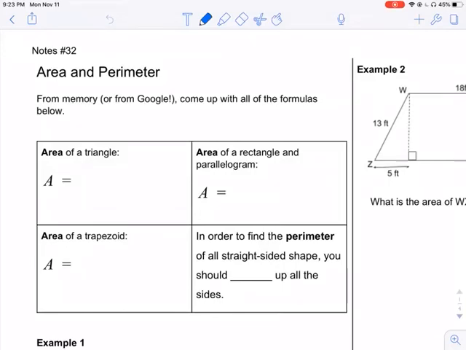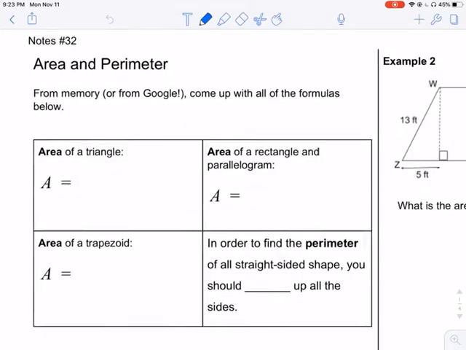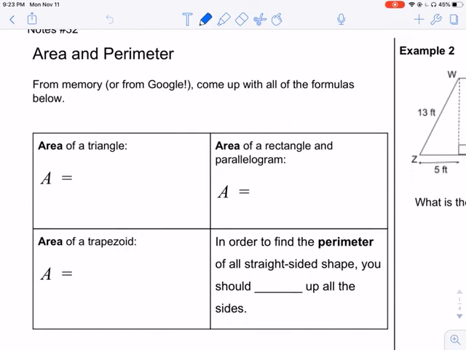All right, team, these are the notes on area and perimeter. Today we're going to be talking about shapes that are not circles, so anything with straight lines. We're going to be talking about three major ones.